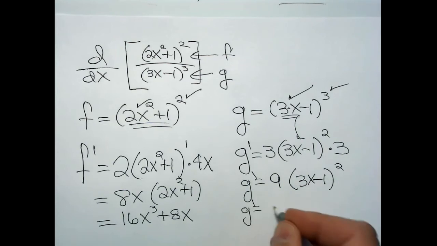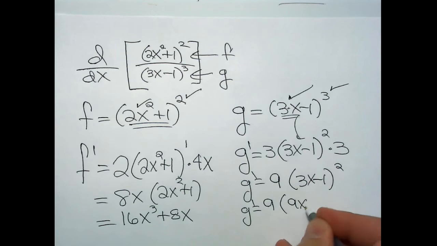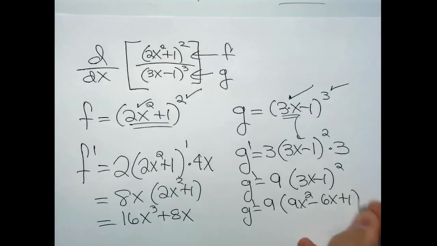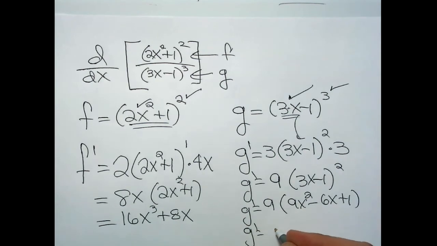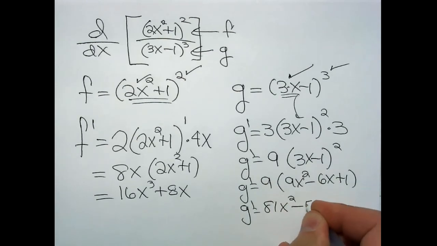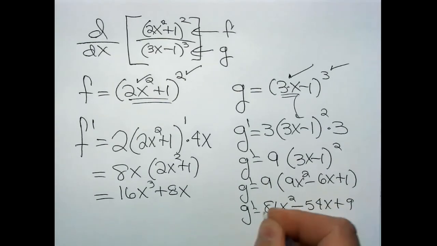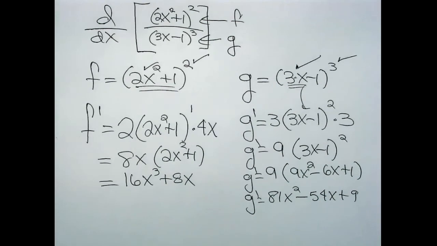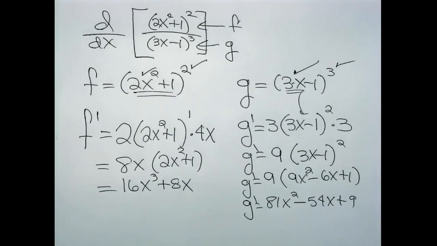Might as well spell it out, see what it is. It is 9x squared minus 6x plus 1. And we can go a little bit further here. That's 81x squared minus 54x plus 9. There it is all spelled out. All right. That was all chain rule.